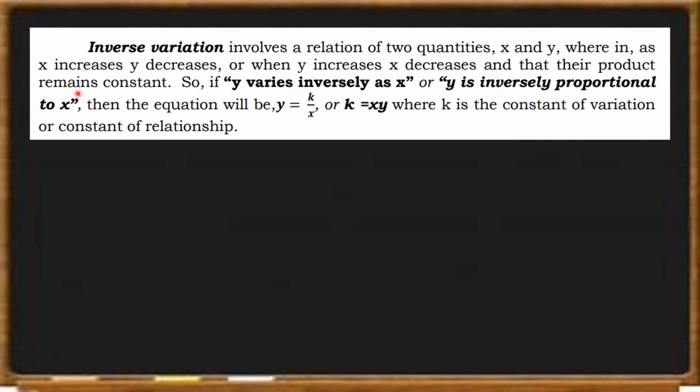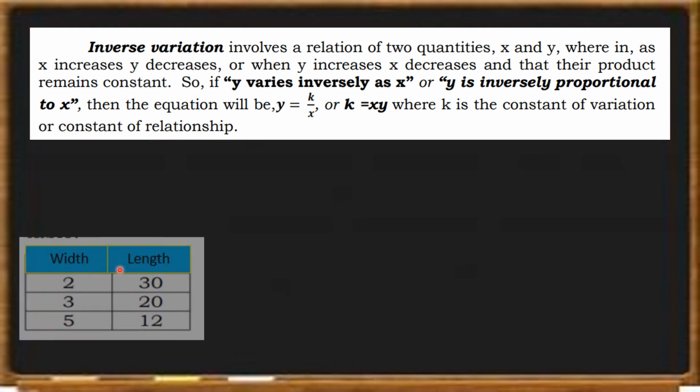And their product remains constant. So kanina ratio, dinivide natin. Ngayon, imumultiply natin to get the constant. That's the inverse variation. So if y varies inversely as x, or y is inversely proportional to x, then the equation will be y is equal to k divided by x. Kanina sa direct, k times x. At yung k natin, in-over natin yung y divided by x. Ngayon, yung k dito sa inverse, ita-times nyo. x times y, where k is the constant of variation or constant of relationship.